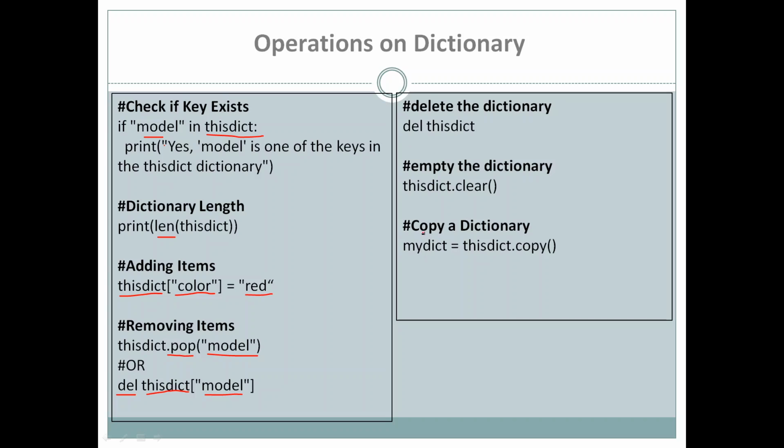I'll show you first how we can copy a dictionary. My dict is equals to this dict dot copy. So the method copy creates a copy of the dictionary, and the new copy of the dictionary will have a name my dict. So let's see.